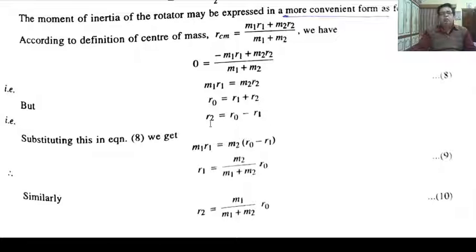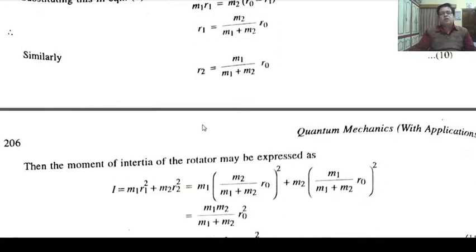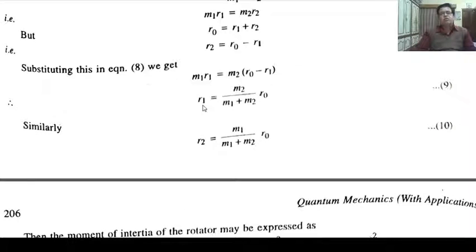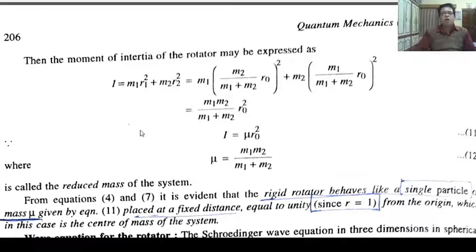r0 equal to r1 plus r2, so r2 equal to r0 minus r1, and substituting this in equation 8 we can easily obtain the relations for r1 and r2 in terms of r0 and m1, m2. r1 equal to m2 upon (m1 plus m2) r0, r2 equal to m1 upon (m1 plus m2) r0.